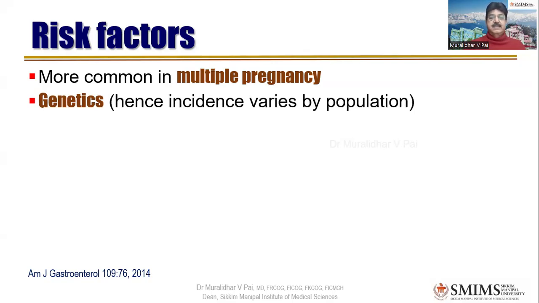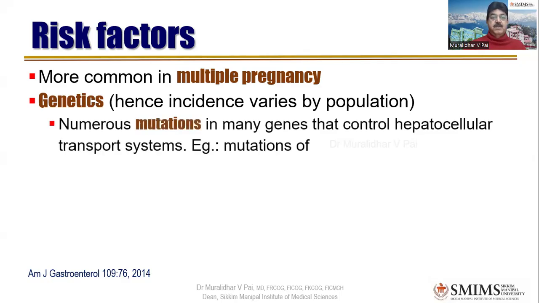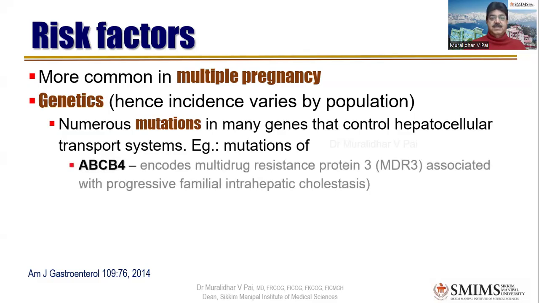The incidence varies between the populations. In some populations, it is more. Numerous mutations in many genes that control the hepatocellular transport system. For example, mutations of ABCB4, which encodes multidrug resistance protein 3, associated with progressive familial intrahepatic cholestasis. So if this happens, even if it was not hereditary, then there could be a problem in the patient. Other one is ABCB11, involved in the bile salt export pump. Of course, these things have to be remembered the hard way for the exam's sake. After that, you will only know A, B, C, D, E, F, G, H, I, J.